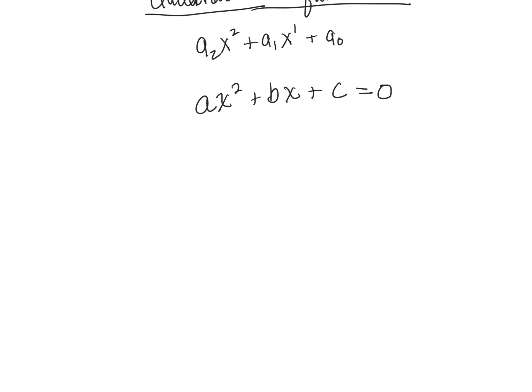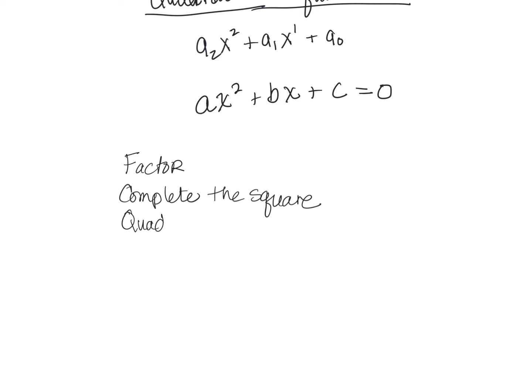All right, so there's several ways you can solve a quadratic. You can factor it. You can complete the square. Or you can use the quadratic equation. Let's do all three of those things with one thing. Suppose I have 2x squared minus 7x plus 3 equals 0.